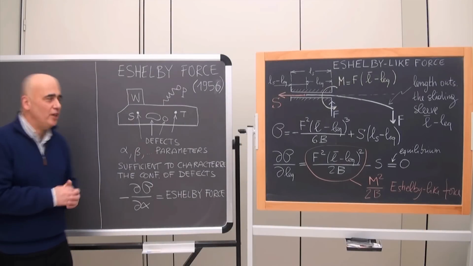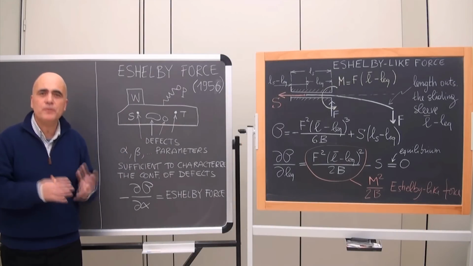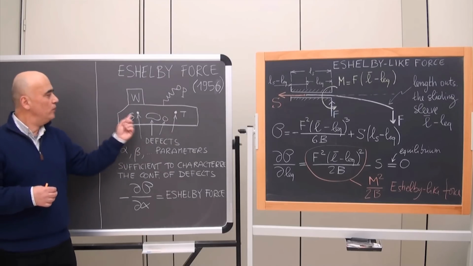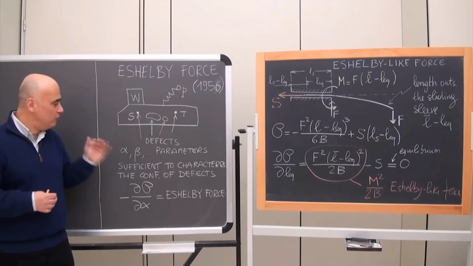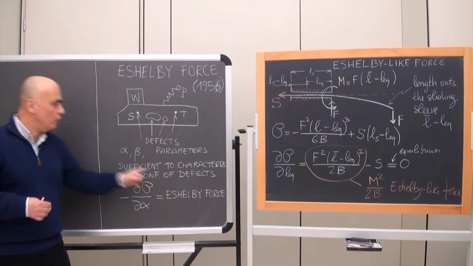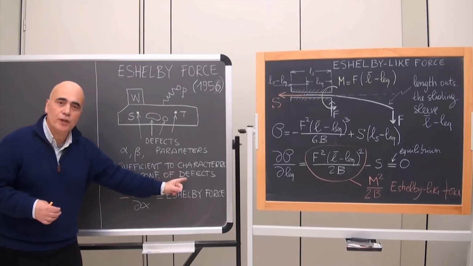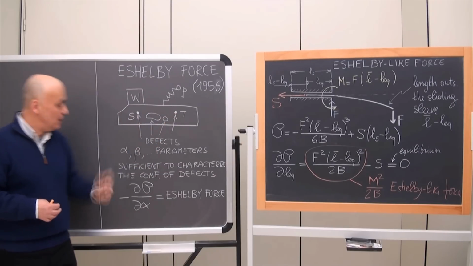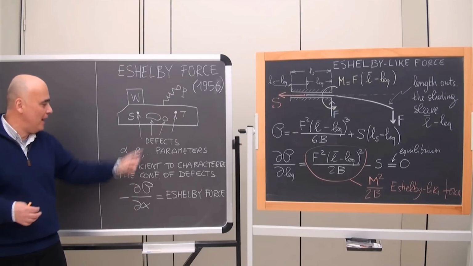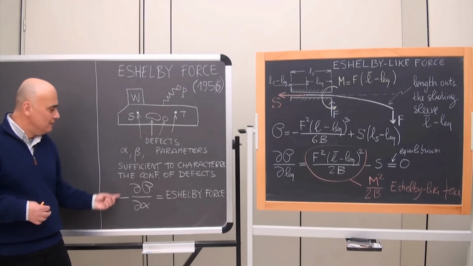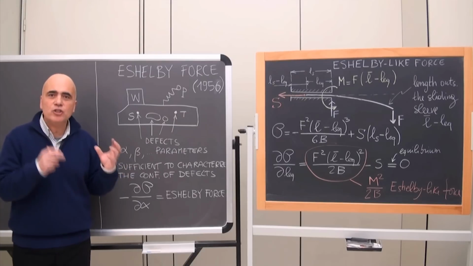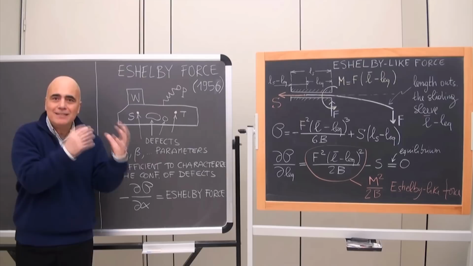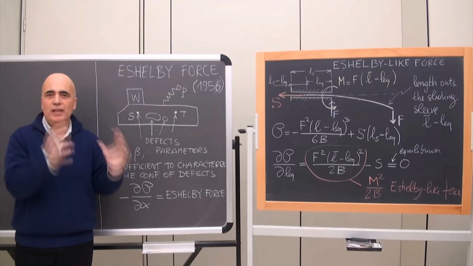In 1956, Eshelby introduced a concept which is now called Eshelby force. The idea is to take an elastic continuum with defects, and these defects have to be identified by parameters which are sufficient to characterize their configuration. If we write the total potential energy of this elastic system with defects, and we take the derivative with respect to the parameters identifying the defects, we find the Eshelby force. The Eshelby force is believed to move the defects in an elastic continuum in a way that the system reaches a minimum of potential energy.